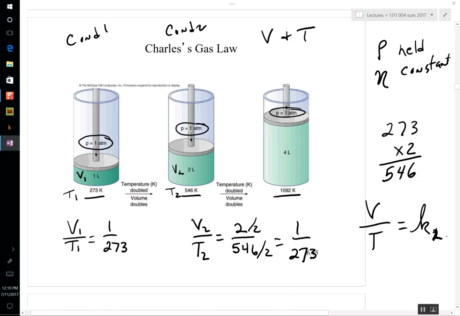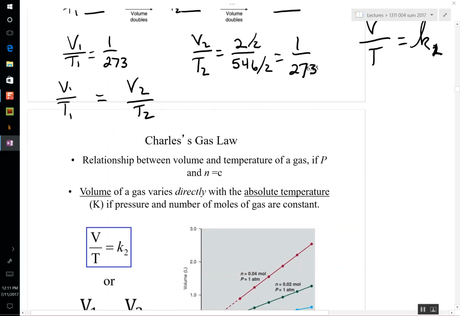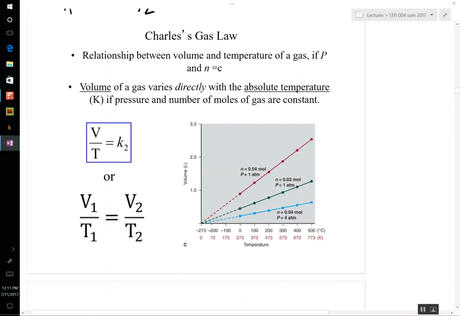A new constant, but a constant. Won't change. So V1 over T1 equals V2 over T2. You increase temperature, you increase volume. They vary directly with one another. You increase one, it increases the other one. That's a direct relationship, or directly proportional. Volume of a gas varies directly with the absolute temperature if the pressure and number of moles of gas are held constant.